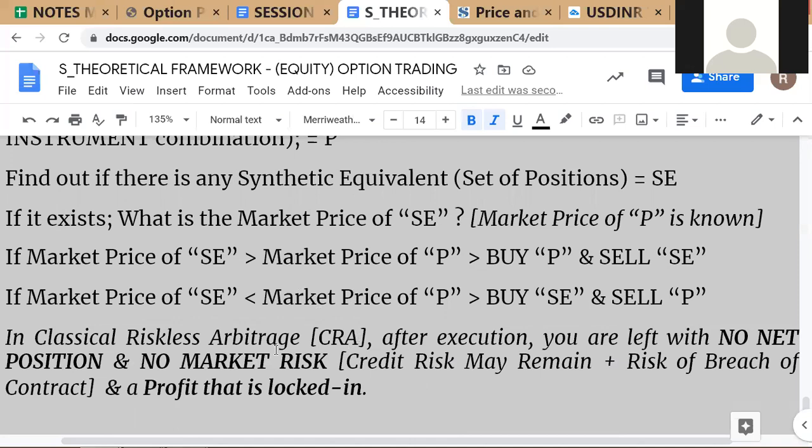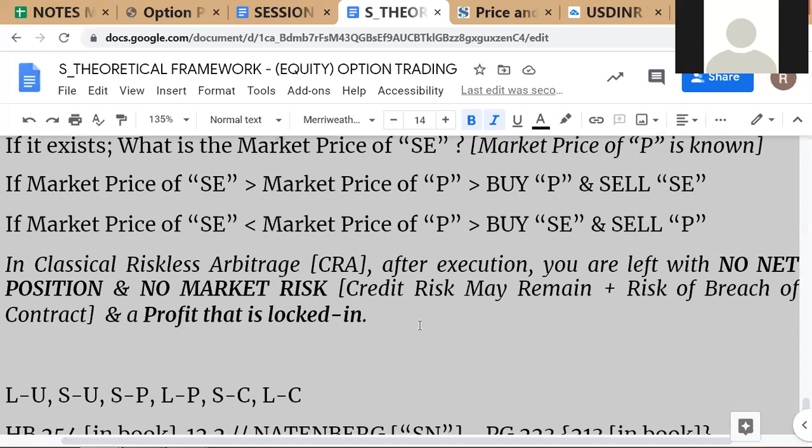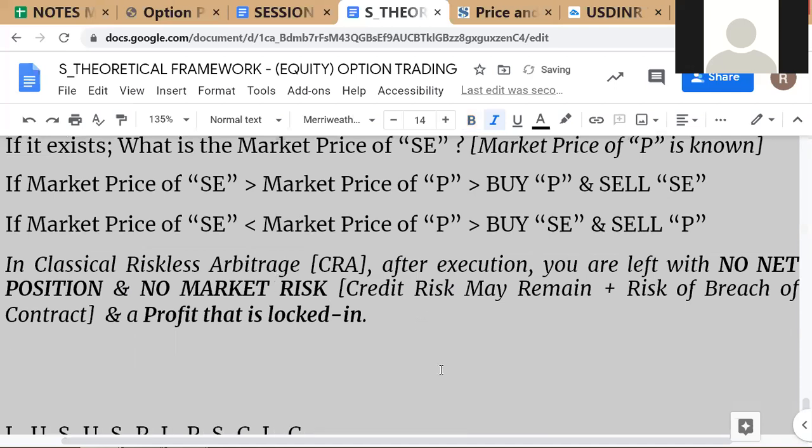Okay, so then we have the definition of classical riskless arbitrage. And so I'm not going to define these terms here. So we talk about industry uses the term arbitrage to refer, let's put it this way, let's make it very clear.